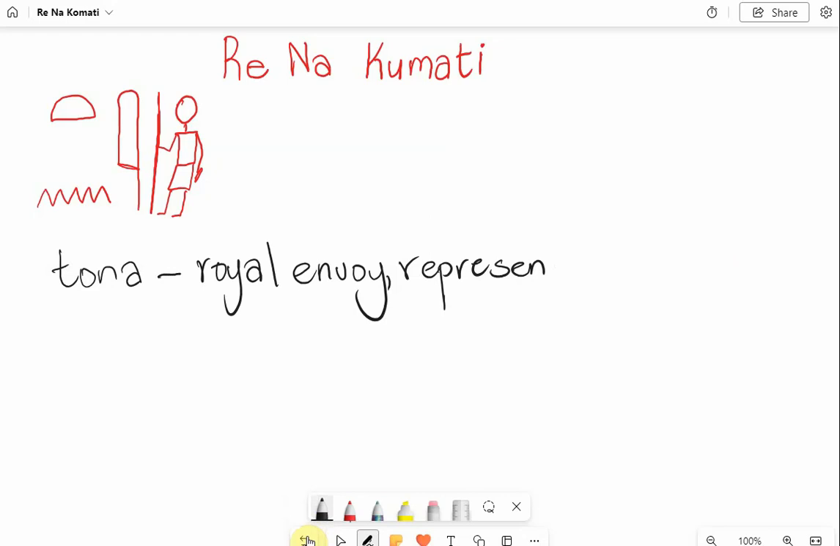Oh, and the other thing that I'm probably not able to show here, but you will see in some of the clips that the royal envoy would be wearing some type of hat to show their status.